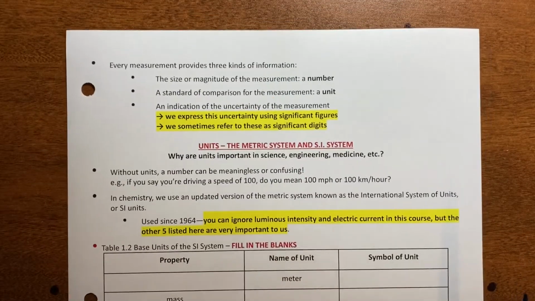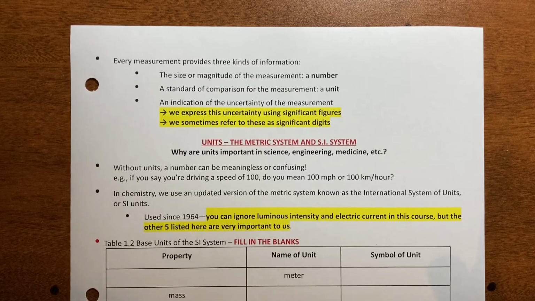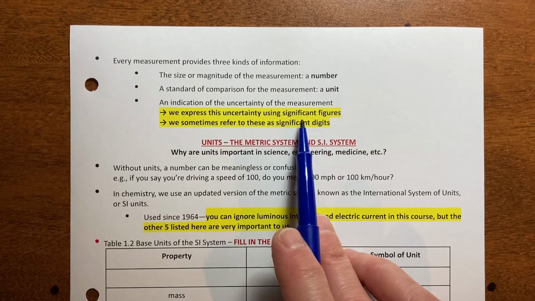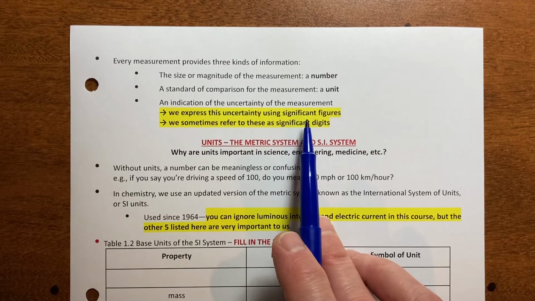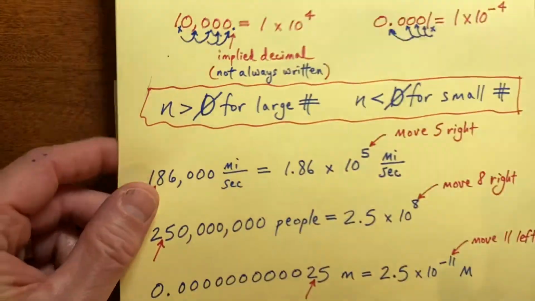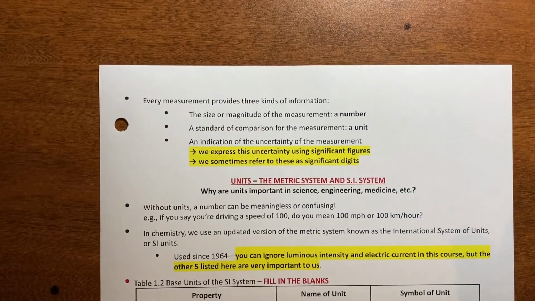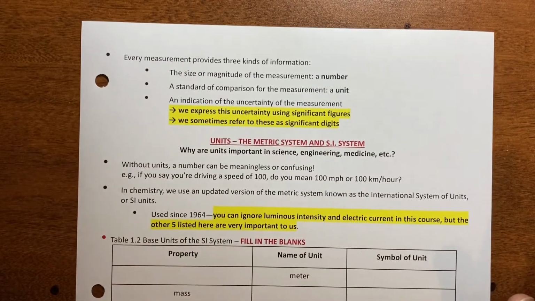So let's go to the next sheet here. So what am I saying here? I'm saying every measurement provides three basic kinds of information: the size and magnitude of a number, a standard of comparison, that's the unit, and an indication of the uncertainty. So we express this uncertainty using sig figs. What you saw on that previous page were significant digits, significant figures. This number has 3, this number has 2, that number has 2. And I'm going to review that with you in this video.